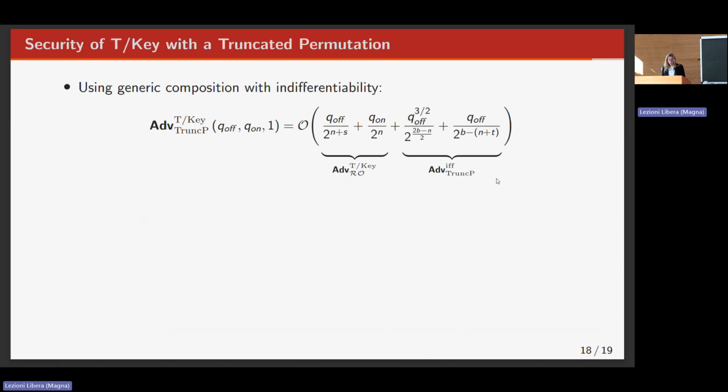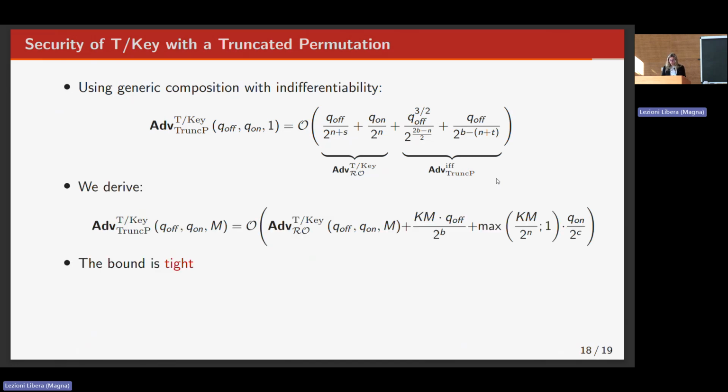So again, same story. We might wonder what security bound we get if we use generic composition with indifferentiability. So the two rightmost terms here are the indifferentiability of truncated permutation. So the indifferentiability advantage depends on the size of the fixed prefix and the number of bits that you truncate. But yeah, I won't go into the details. And this is the security bound that we obtain.